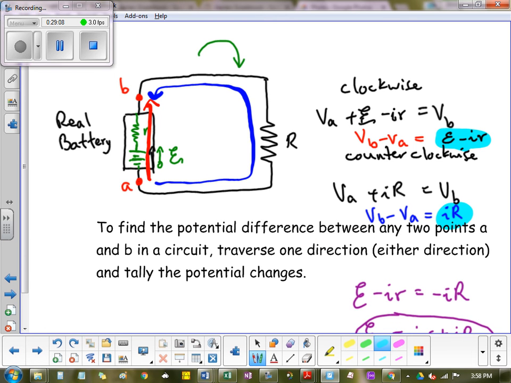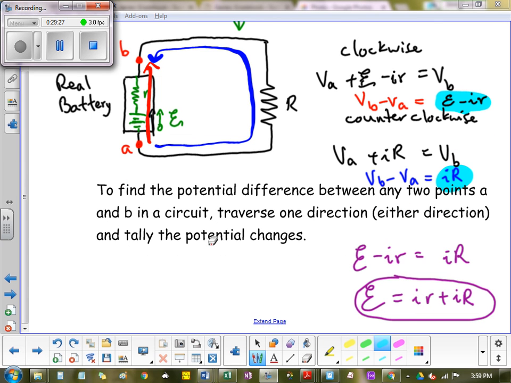All right, so wait a minute. Is VB minus VA equal to E minus Ir, or is VB minus VA just IR? Well, it's both, actually. It's both. So I have a typo down here. If you set these equal to each other, you have E minus Ir equals IR, and I wrote that here, and this is the conclusion. E is equal to Ir plus IR.